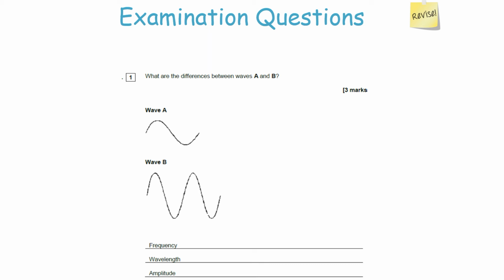Right, so we need to know what frequency is, what wavelength is and what amplitude is. So let's go with frequency. Frequency is how many waves there are per second.